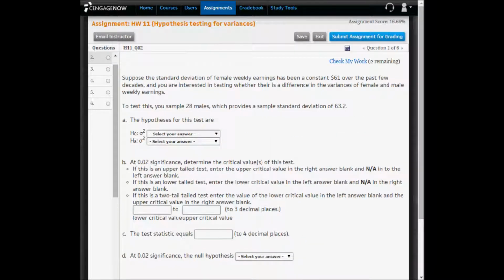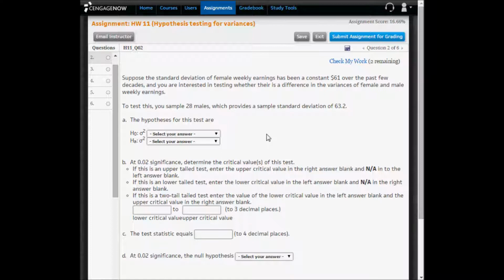In question 2, we're going to do a hypothesis test for a single variance. Now, we're going to assume the standard deviation of female weekly earnings is a constant $61. And it's been like that for decades. It's been fairly consistent for decades. And what you're interested in finding out is whether there's a difference in the variance. We're holding the female value constant at $61. We're assuming we know the sigma squared for females. We want to know if the male variance equals that.